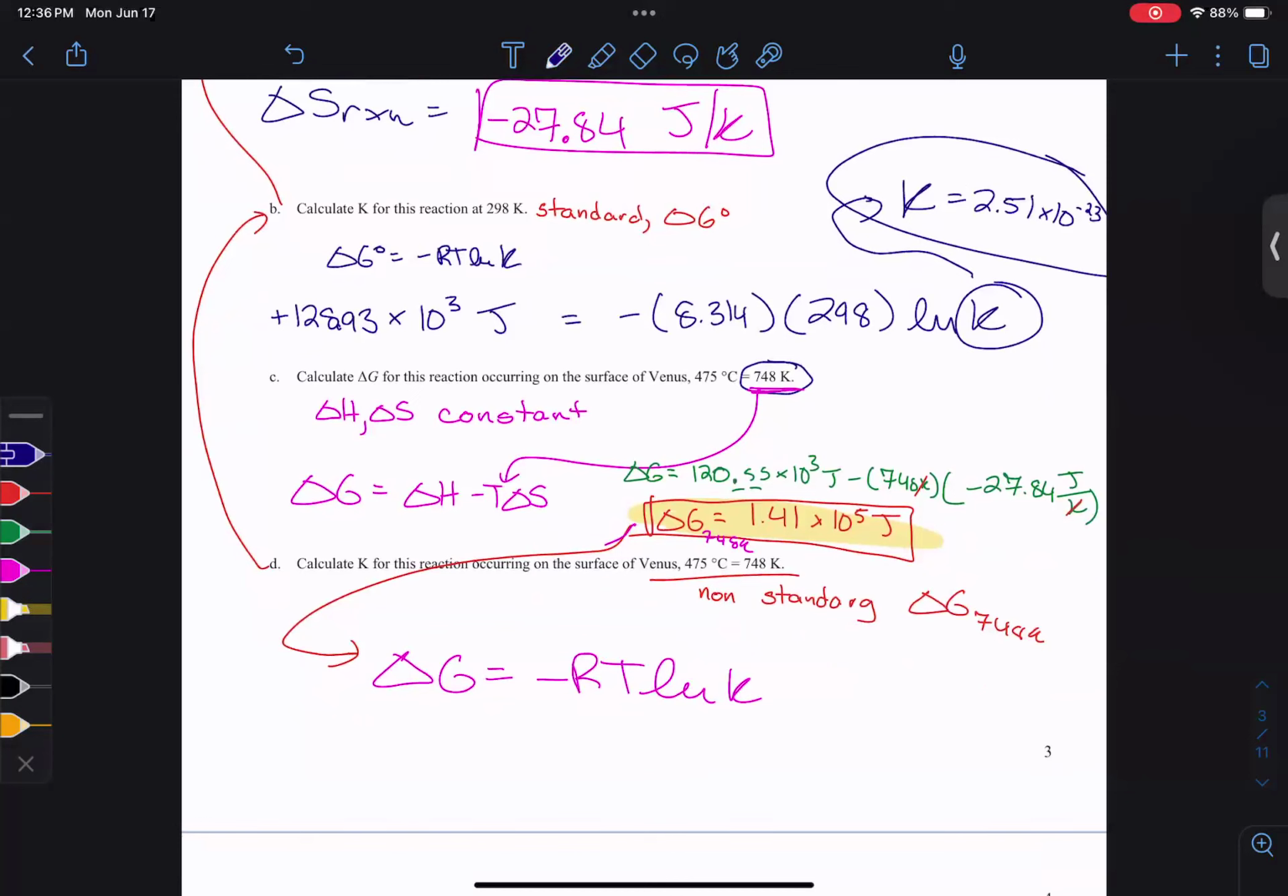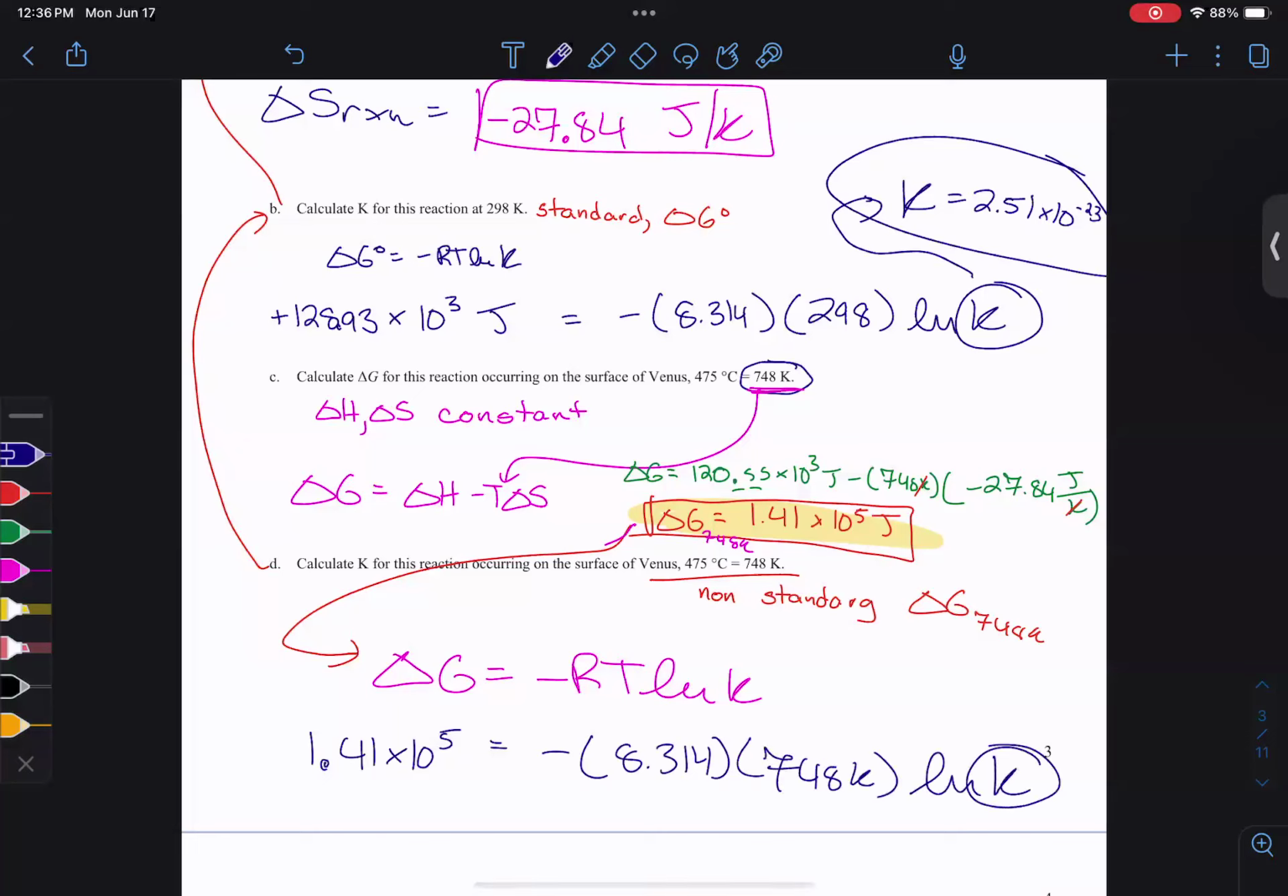So what we get is 1.41 times 10 to the 5 equals negative R, 8.314, times the new temperature, 748 Kelvin, times ln K. So you solve for that K, and I think you get K is 1.34 times 10 to the negative 10. So this reaction's still not very spontaneous, but it's actually more spontaneous on Venus than it is on Earth, probably because of that elevated temperature.